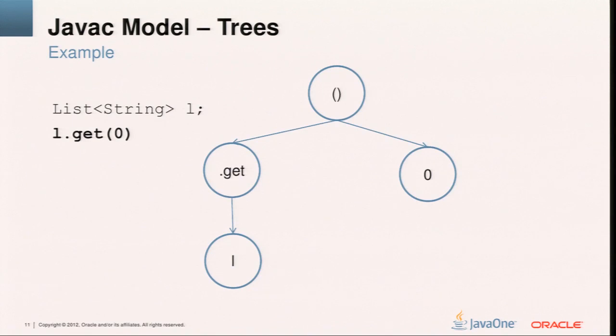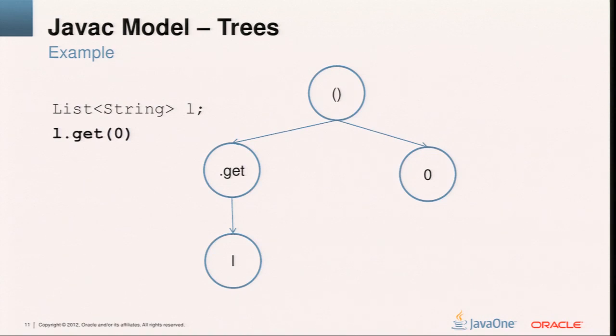So let me show you an example of the AST tree as produced by Javac, and how it's attributed, or how the elements and type mirrors are attached to it. So let us consider we have a variable l, which is of type list of strings, and then we have the expression l.get(0), which basically means get the very first item from the list. So this is the AST.